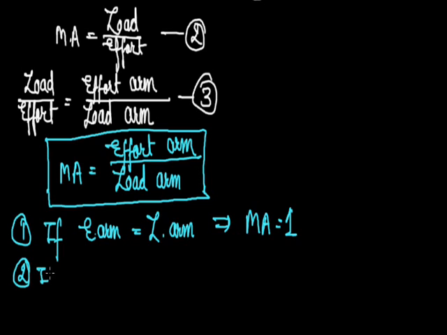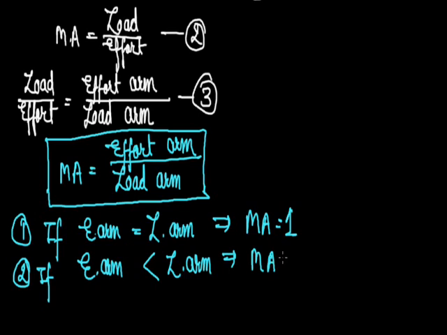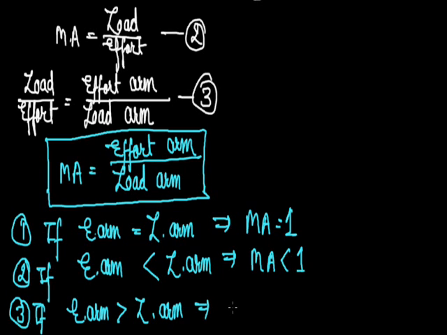Second, if effort arm is less than load arm, then mechanical advantage will be less than 1, because this ratio will be less than 1 if the numerator is smaller than the denominator. And third, if effort arm is greater than the load arm, then mechanical advantage will be greater than 1.